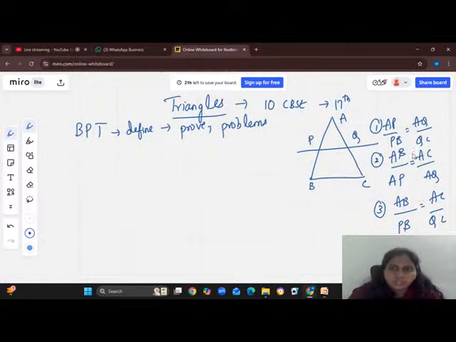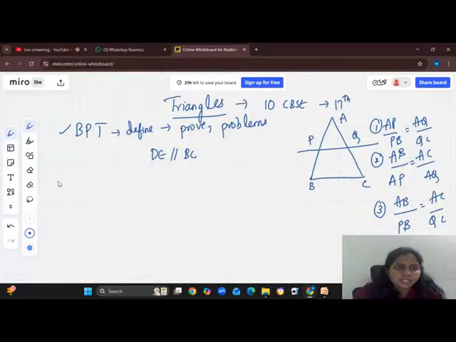If you see in your question that a line is parallel, for example they tell you DE is parallel to BC, immediately, if you see this word parallel, go directly to BPT, write down these three conditions, see which condition you can use there and solve it. It's a direct question, most frequently asked.